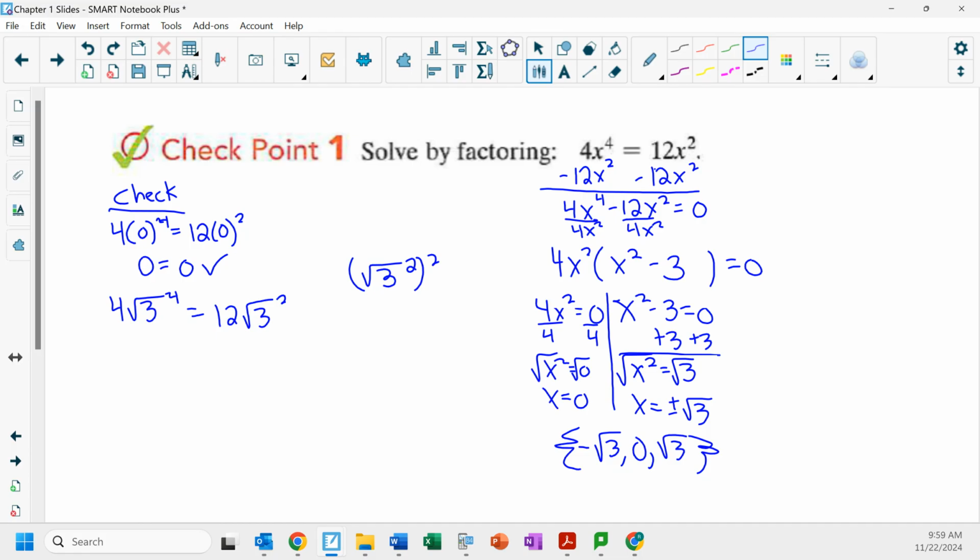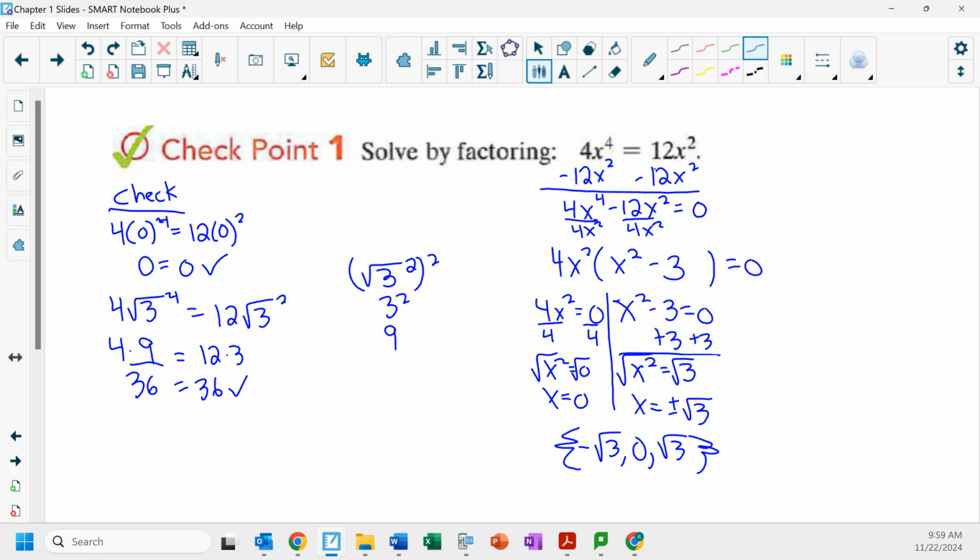Because what happens then is the square and the square root cancel, so you're left with just 3 squared, which would be 9. So that'd be 4 times 9, which is 36. And then here, the square and the square root cancel, so we're doing 2 times 3, which is 36? 36 equals 36, we're good.